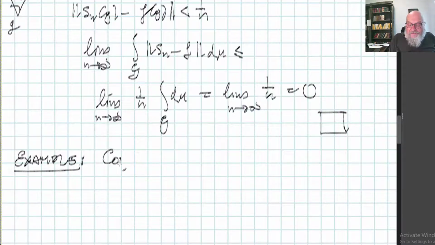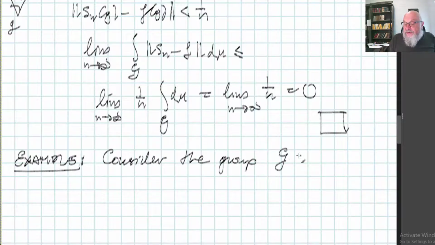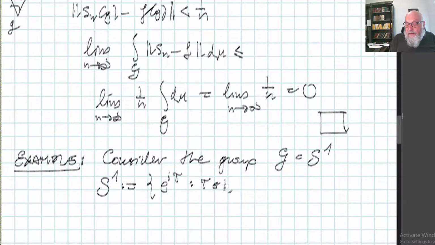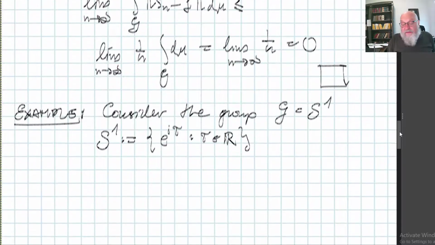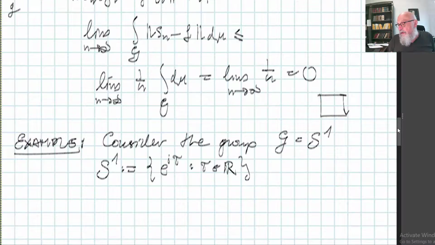So let's consider the group G, which is exactly the compact group S1 that we introduced before. So what is S1? I will just describe this group as e^{iτ}, where τ belongs to R. So those are elements which are contained in this unit circle. This is considered with the multiplicative structure, of course.